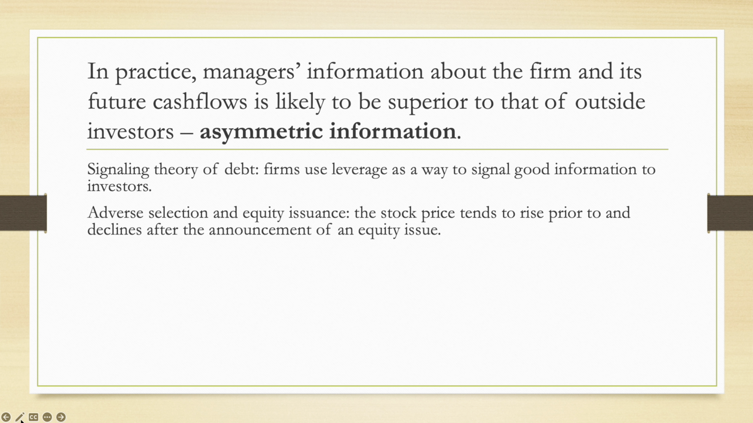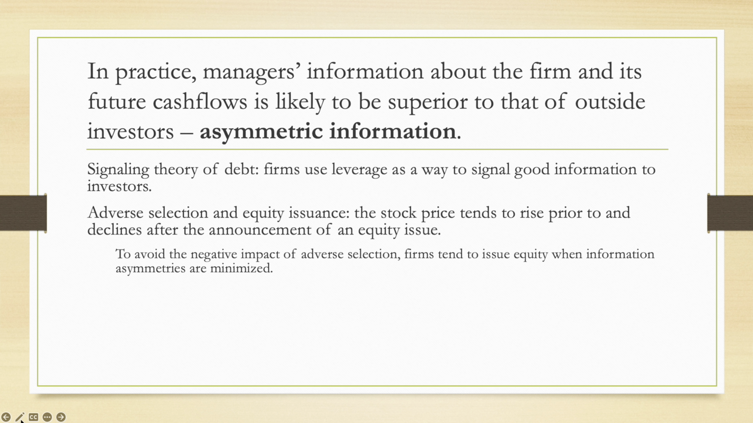Adverse selection and equity issuance. The stock price tends to rise prior to the announcement of an equity issue, and this is because managers have an incentive to delay the issue until any news that might positively affect the stock price becomes public. And adverse selection leads to the lemons principle. When a seller has private information about the value of a good, buyers will discount the price they are willing to pay due to adverse selection. And this is why the stock price tends to decline after the announcement of an equity issue.